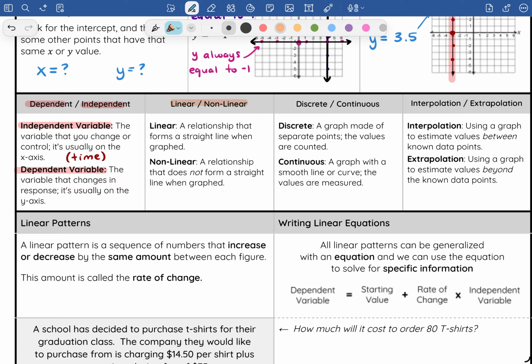Next up, we talked about linear and nonlinear. So a linear graph is a straight line when it's graphed. A nonlinear graph just means it won't be a straight line. It might look close to a straight line, but we also know that that means that it has a consistent rate of change.